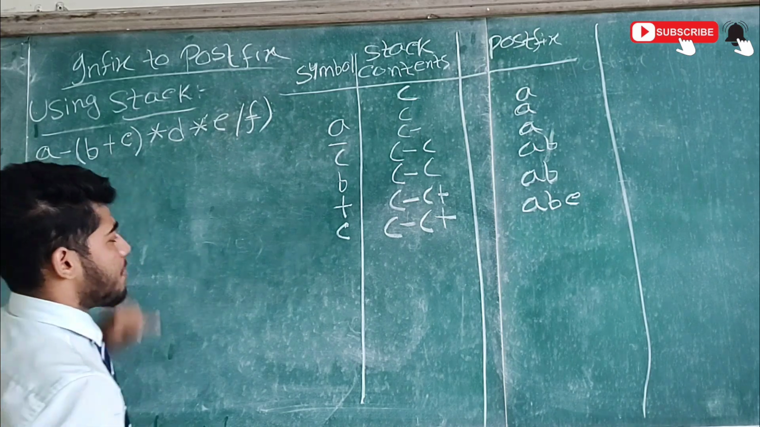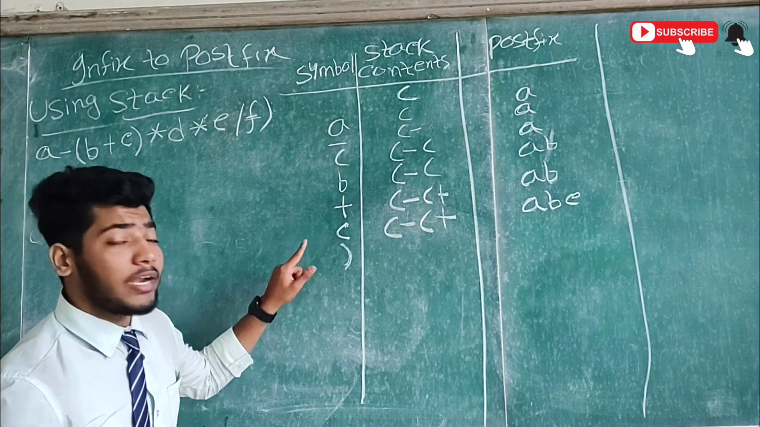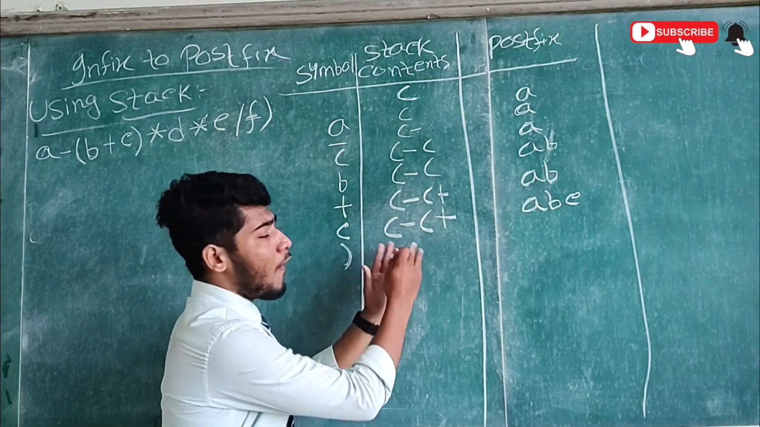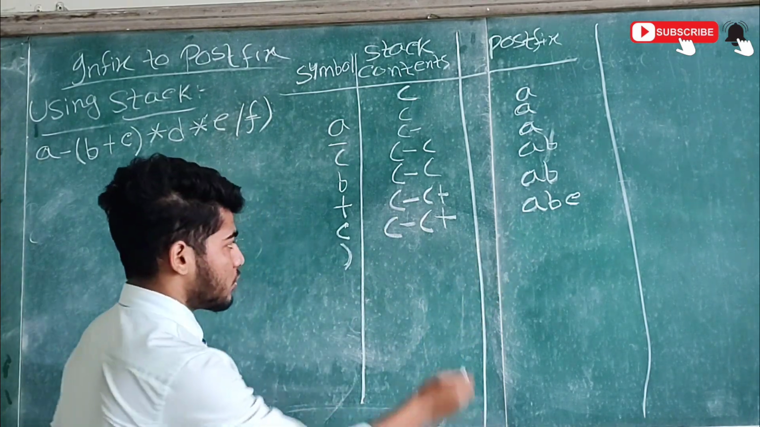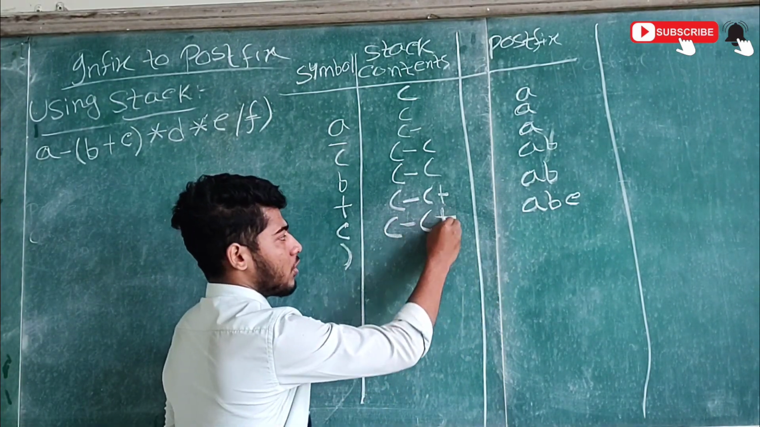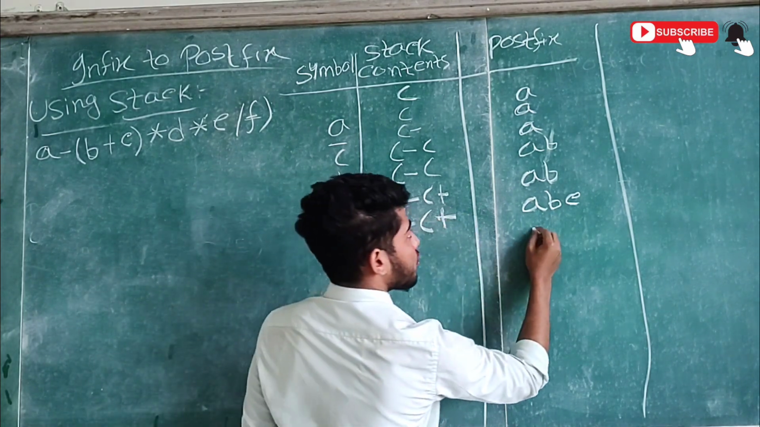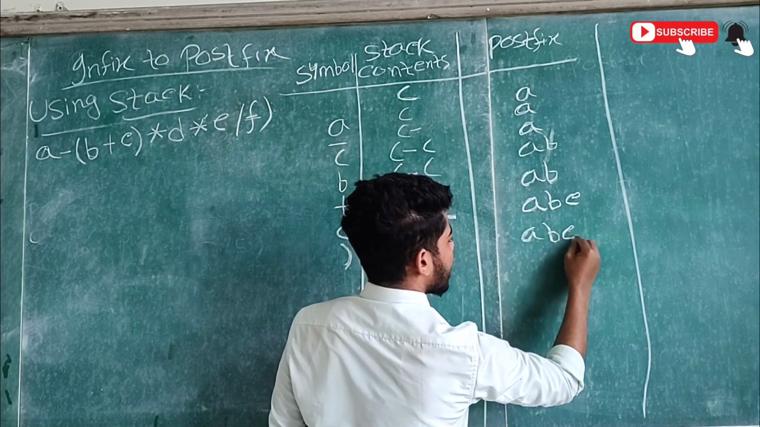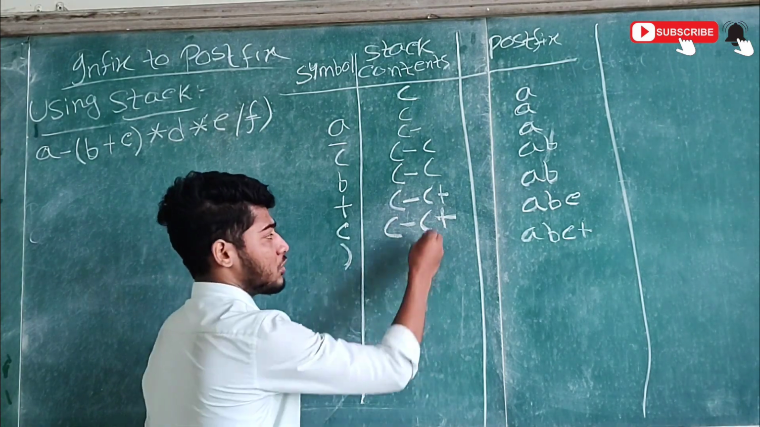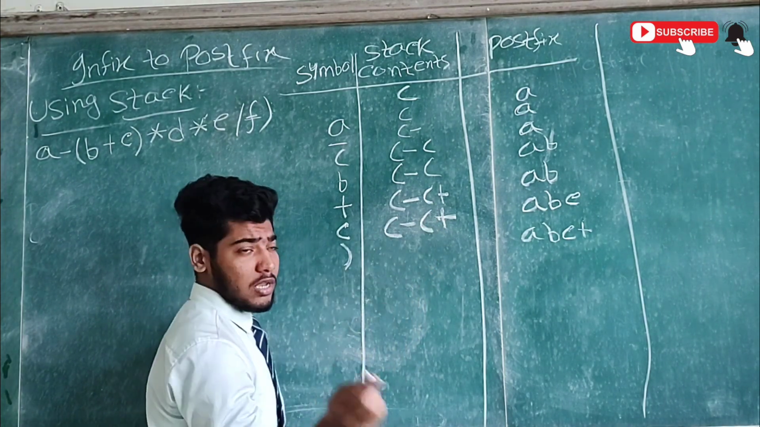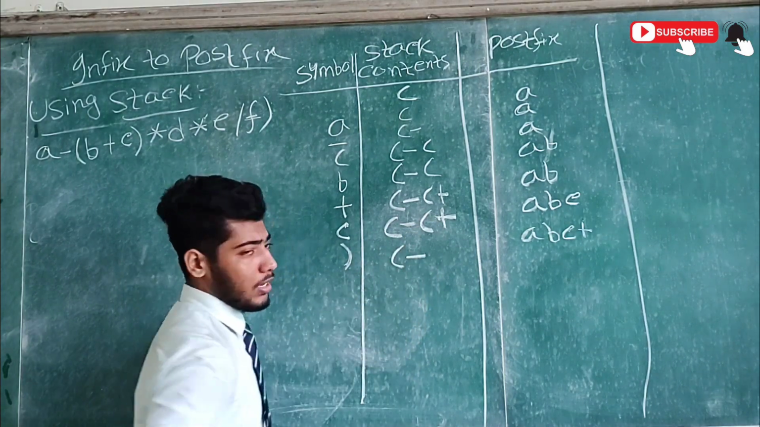Next symbol is the right parenthesis or closing parenthesis. So if the symbol is a right parenthesis, then pop all the operators from the stack and add them to the array postfix until the left parenthesis is encountered. So the first symbol is plus, so it will be removed here and added to the array postfix: A, B, C, plus. Next the left parenthesis is encountered, so it will stop here, and lastly remove the left or opening parenthesis.